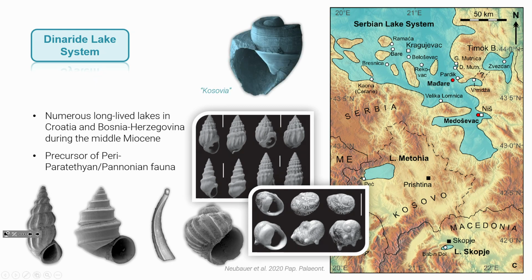And there we also have these weird, formerly called Kosovia forms. So this is this Bulinus relative I talked about that we had also in the Turiec Basin in Slovakia, and it started somewhere here in the Middle Miocene. Must have come from somewhere, and we really don't know.